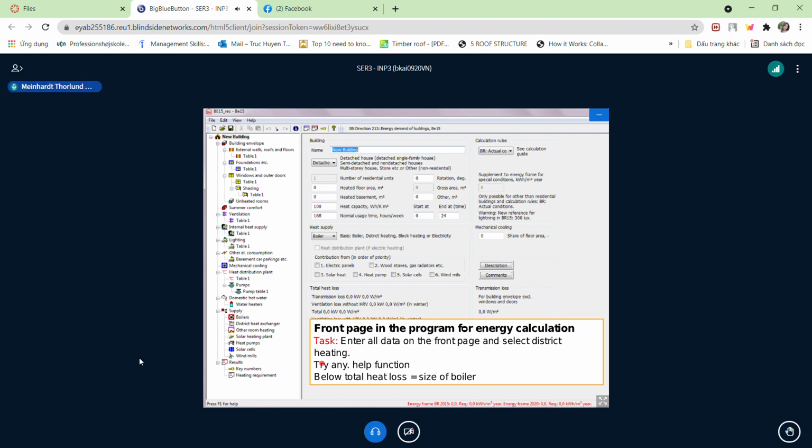So this is the main site for the building, the energy frame. Basically picking what kind of building we're looking at, and what the heated floor area is. And again, if you want some kind of help, you can always press the F1 button, or you can just use the SBi instruction book 230.